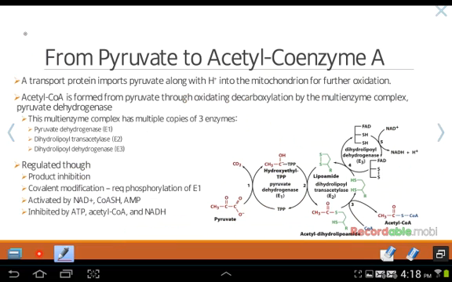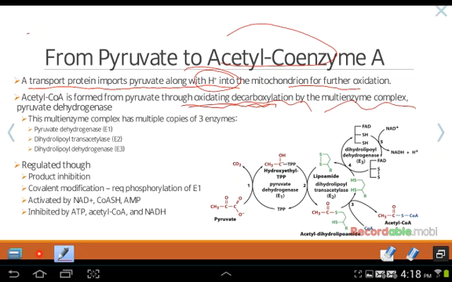So, how do we get acetyl-CoA from pyruvate? First, pyruvate is transported into the mitochondria with a transport protein. We also co-transport an acidic proton with it. Acetyl-CoA is formed from pyruvate through an oxidative decarboxylation reaction using a multi-enzyme complex known as the pyruvate dehydrogenase complex. This complex is composed of 3 enzymes: pyruvate dehydrogenase, also called E1, then E2, as well as E3.